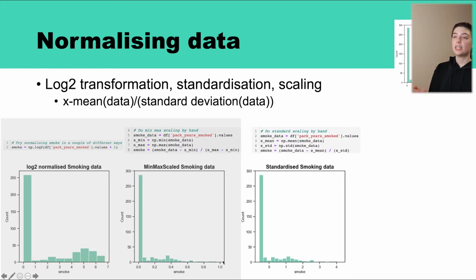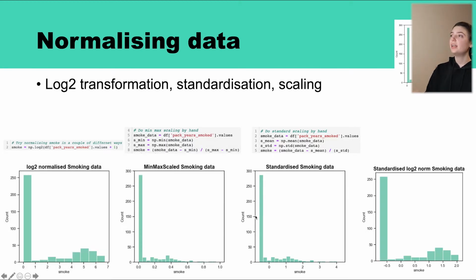You could standardize your data, as I mentioned, and that's centering your data around 0 and then having unit variance. However, if you see what it's done to the smoking data, it hasn't actually made it that nice because we have such a heavily skewed tail of most of our patients falling into the 0 category or missing category. And lastly, you can combine these. So for example, I could do log2 normalization followed by standardization, followed by scaling our data between 0 and 1.